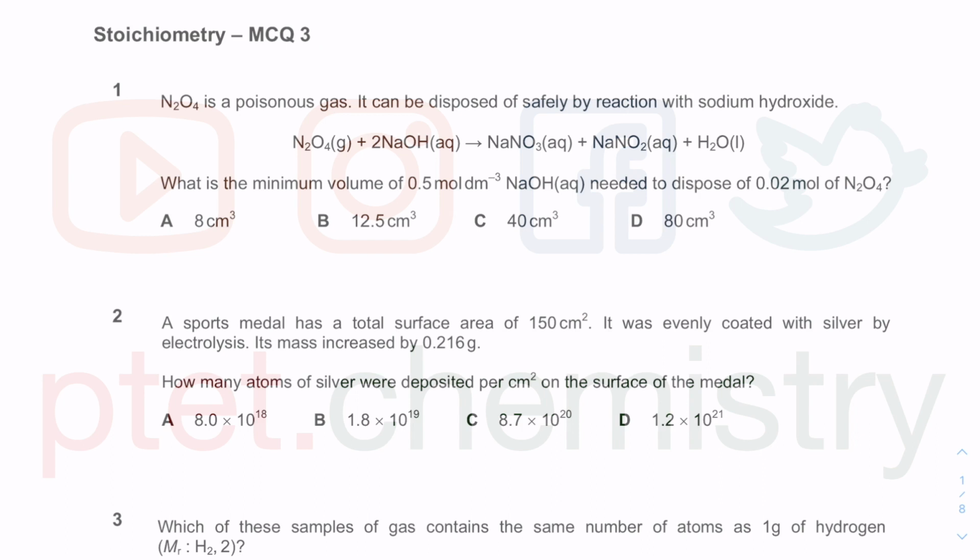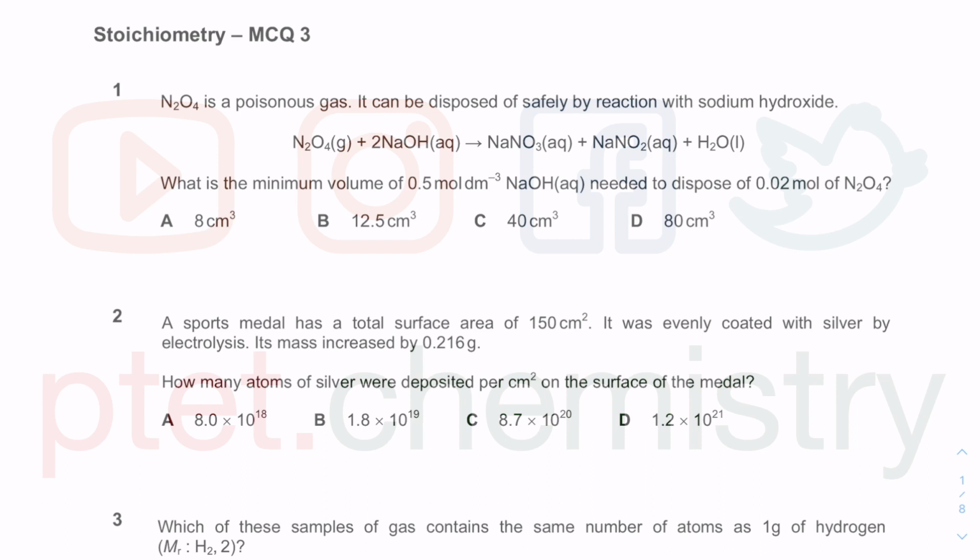In MCQs, they tend to be quite tricky because there's only one correct answer. So you really need to practice how to address all the information given, as well as try not to make any mistakes at all, because it's either correct or wrong. Let's get started with this first question.